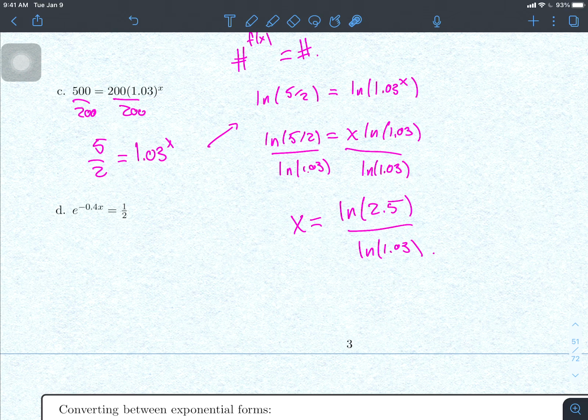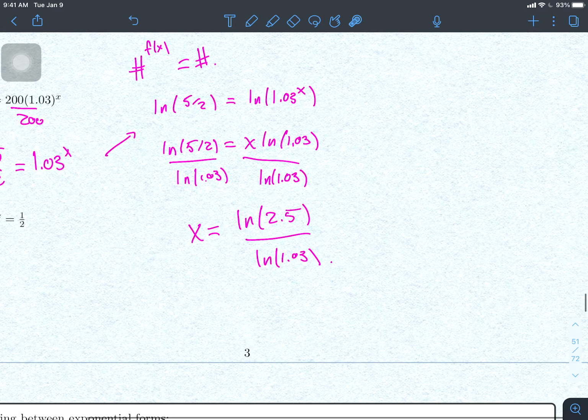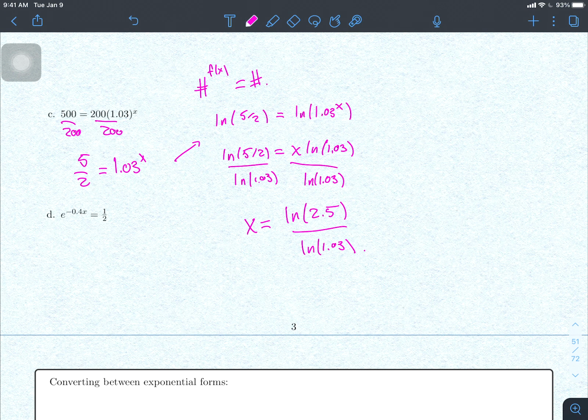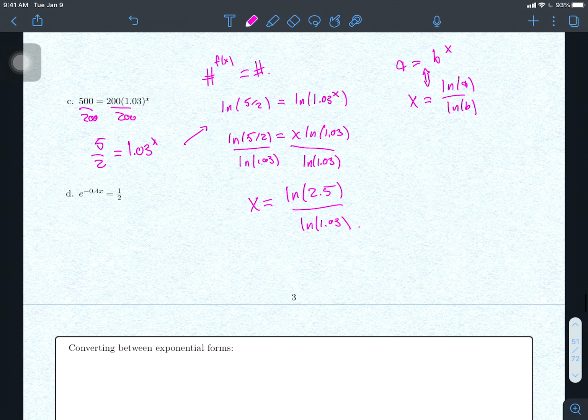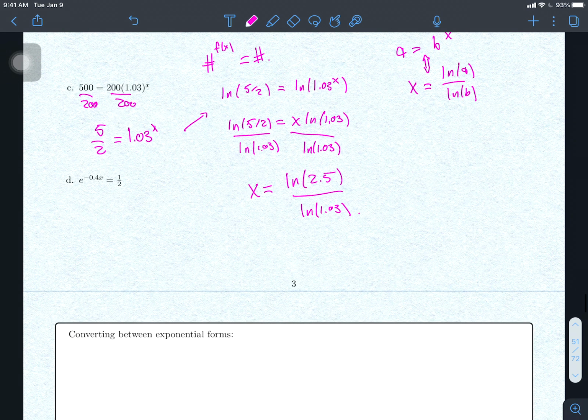Will it always go into that form of ln 2.5 over ln 1.03? Yeah. Your question, I think, is if you have a equals b to the x, is it true that x is going to be equal to ln of a divided by ln of b? Yes, this is true. But I wouldn't recommend memorizing it and just using it like that. Any other questions?